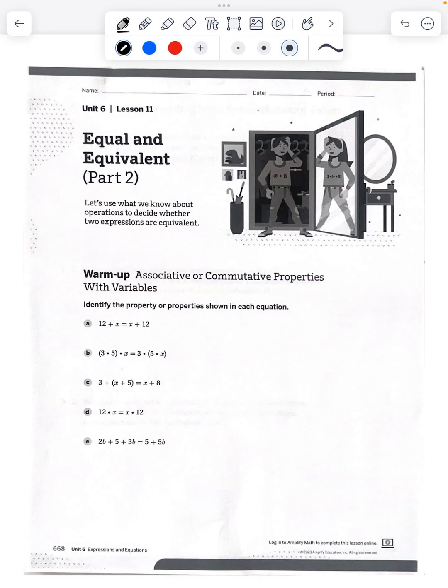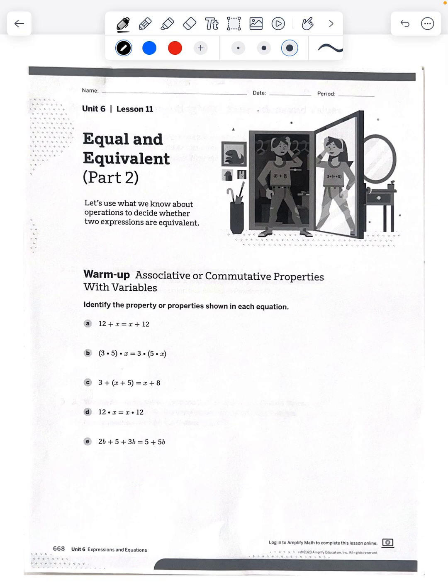Hello. Okay, so today, since I am not here, you are going to follow along just as we always do in our workbook, and we'll be doing the notes together, and whatever I'm writing down, you should be writing down, okay? So in your workbook, let's go ahead and turn to page 668. This should be lesson 11, Equal and Equivalent, part 2. And your workbook should look like my screen.